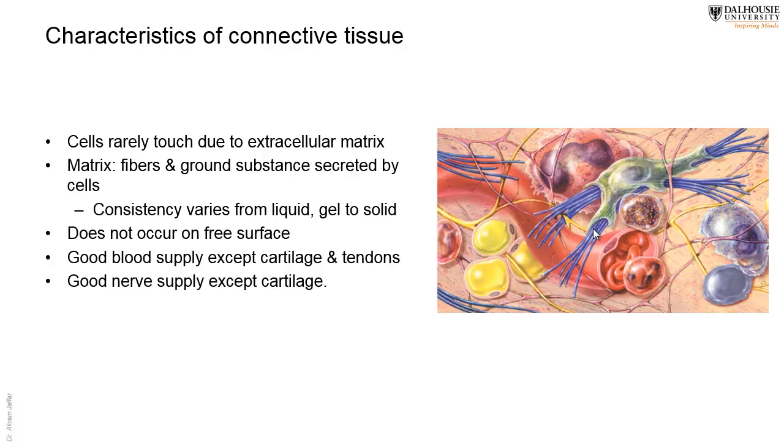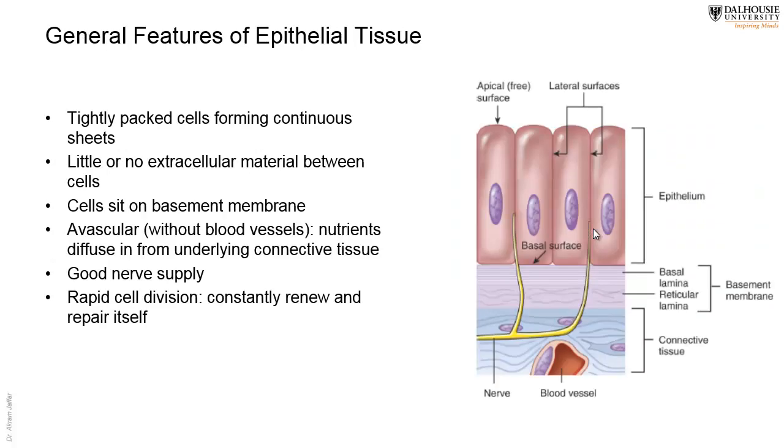The connective tissue doesn't occur on free surfaces, like the epithelial tissue, which is present on free surfaces. We have seen that the epithelium forms the surface of the skin, or it forms the lining of the gastrointestinal or the urinary tracts. But the connective tissue doesn't reach the surfaces. The connective tissue has a good blood supply and a good nerve supply, except for the cartilage. So it has good blood supply, and this is in contrast to what we have seen in the epithelial tissue. Remember, the epithelial tissue has a good nerve supply, but it doesn't have a blood supply.